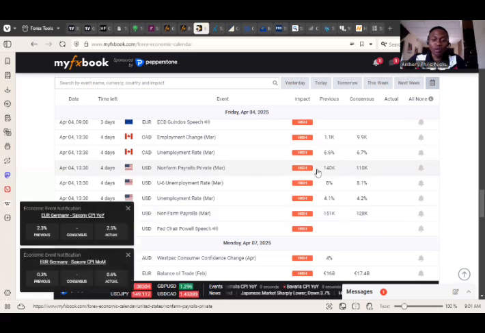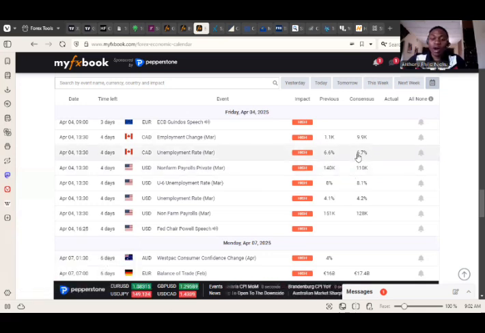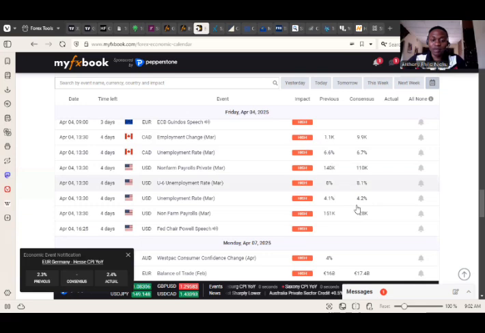Then the non-farm payroll private sector, if you see a figure higher than 110K, it's going to make dollar to be strong. A lower than 110K is going to make dollar to be weak. The unemployment rate for Canada, if you see a figure higher than 6.7%, is bad for Canada, while lower than 6.7% is good for Canada. The same thing with the unemployment rate in dollar.